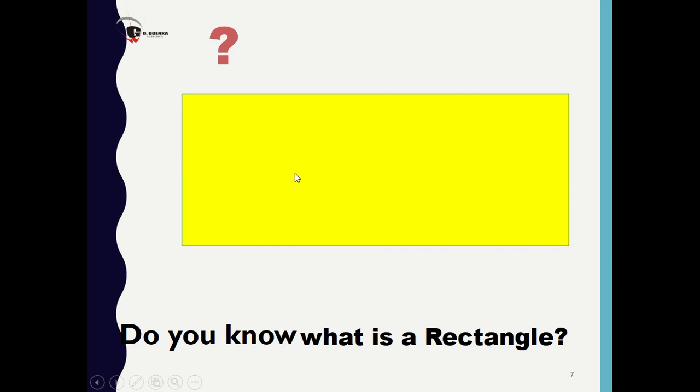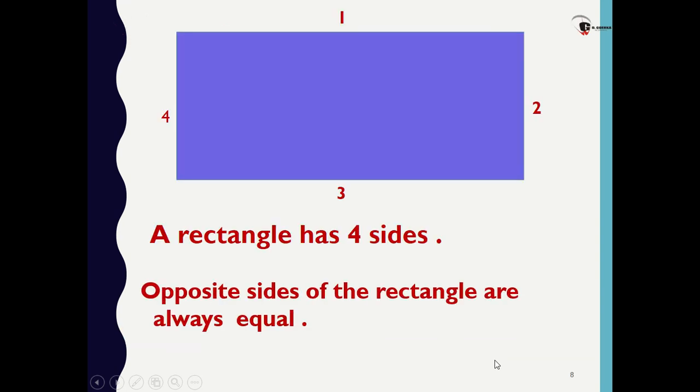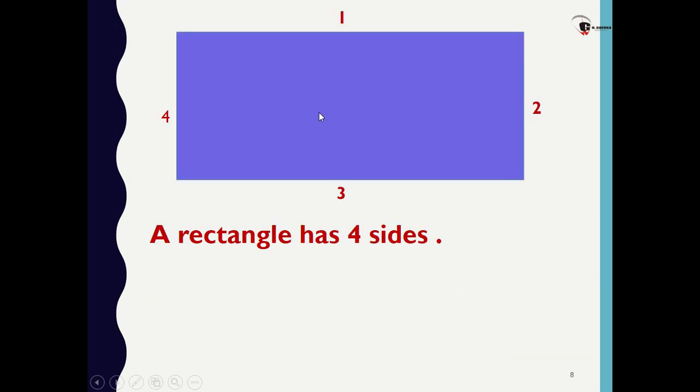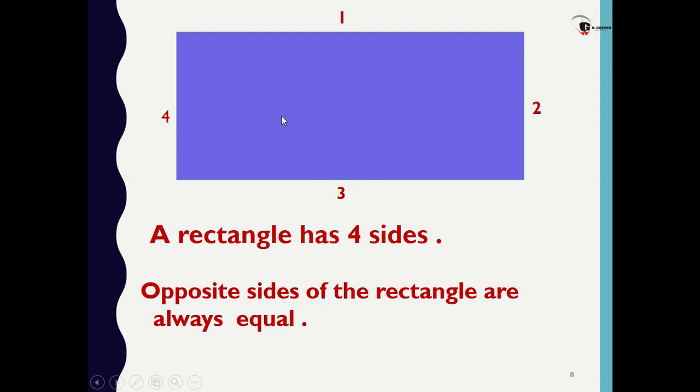So, children, which shape is this? Yes, rectangle. Do you know what is a rectangle? Yes, a rectangle has 4 sides. You can see 1, 2, 3 and 4. A rectangle has 4 sides. Opposite sides of the rectangle are always equal. You can see this side is opposite to this side and this side is opposite to this side. Means opposite sides of the rectangle are always equal.